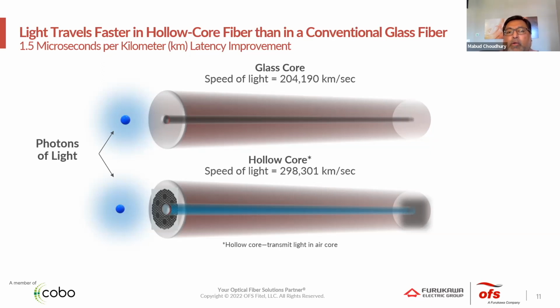So the hollow core fiber is basically designed so that the transmission guide is through an air core as opposed to a glass core, like regular single mode or multimode fiber. And essentially, because light travels faster in air than it does through glass, you get a significant latency advantage. It's specifically 1.54 microseconds per kilometer of fiber. So there are some real challenges in this.